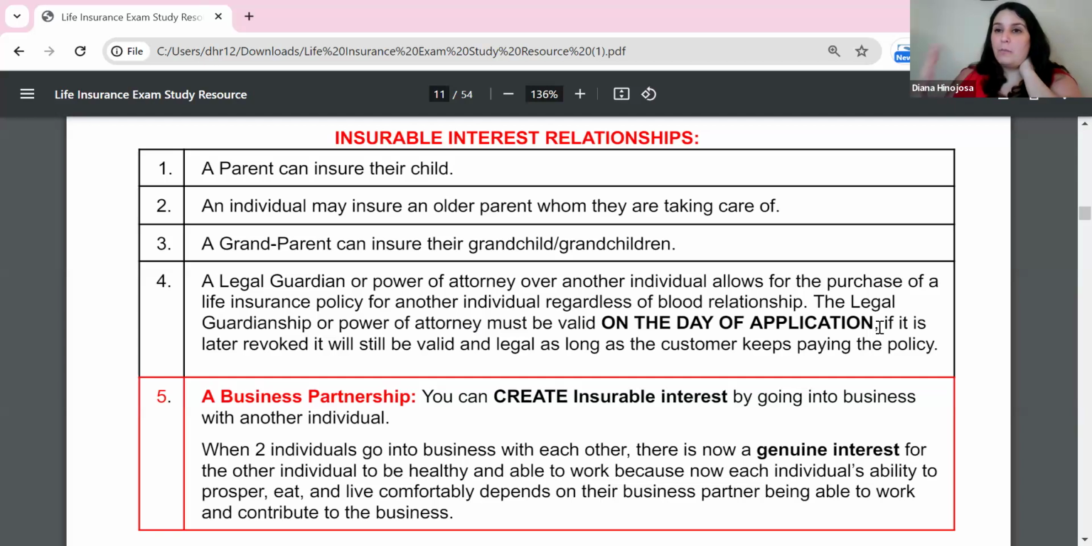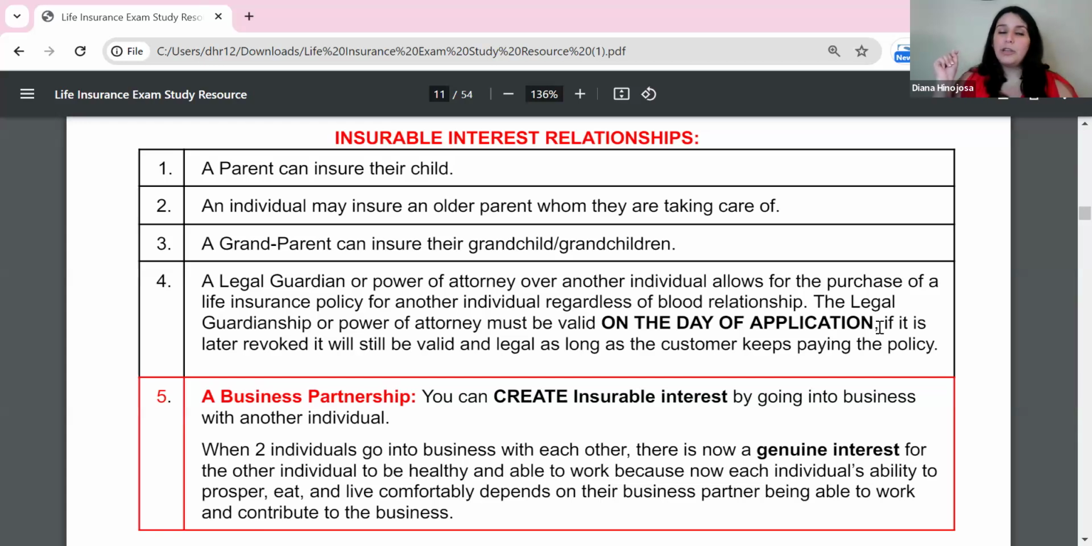You can do that. Monday, legal guardianship is revoked. Oh well, he signed her up. He got the policy and he pays for it. If it gets issued, it's good. He keeps paying for it and it's active and legal. As long as legal guardianship or power of attorney is active and legal the date of your application, you're good. It's not going to get revoked, voided, or canceled in any way as long as they keep paying those premiums. So those are your main four relationships.